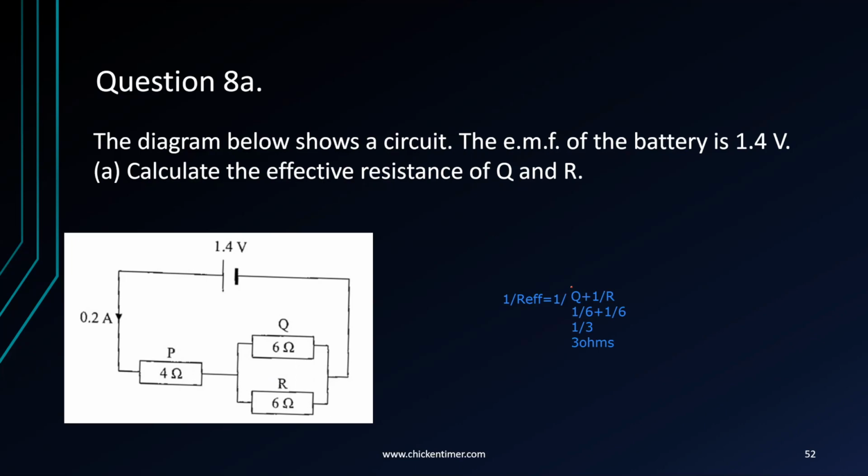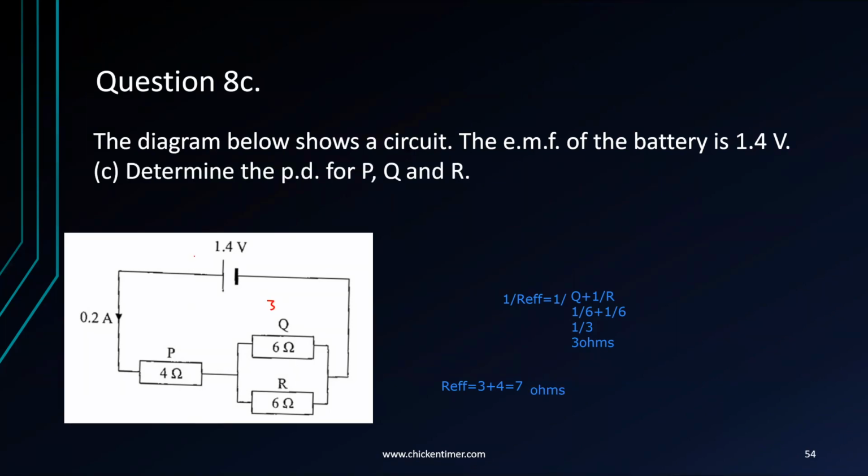First do 1 over Q plus 1 over R. Calculate the effective resistance of Q and R. 1 over 6 plus 1 over 6 is 1 over 3. This is part B. So over here is 3 ohms. So R effective, this is 3 ohms, and here is 7 ohms. Then they say determine the potential difference for P, Q and R.